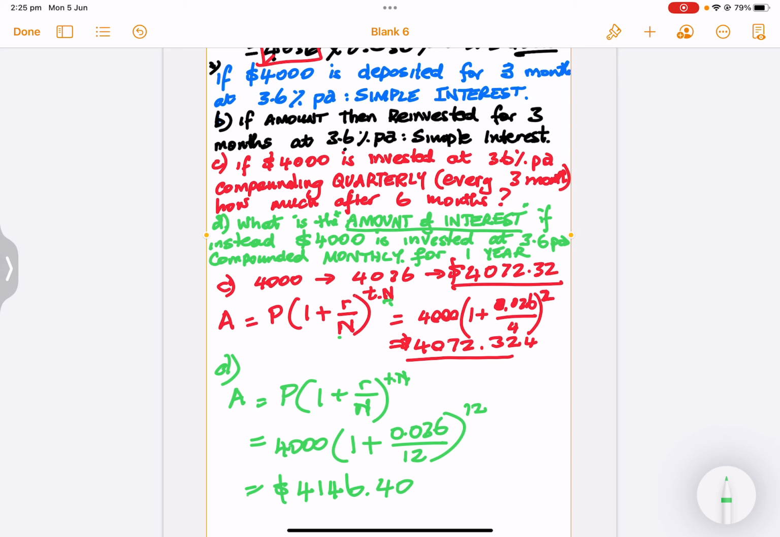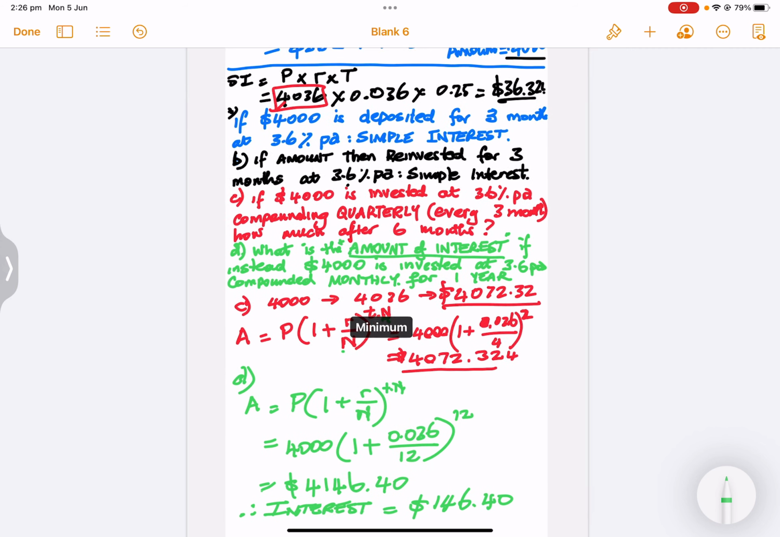We want the amount of interest. Therefore, the interest, if we start with 4,000 and we finish with 4,146, it's just that take away 4,000, so it's just the $146.40 part. So you've got to subtract your original principal from that amount. So we started with 4,000, we got an extra $146.40 interest, and then we finished up with $4,146.40, but we have to answer the amount of interest. Okay, hope this has helped. Cheers.